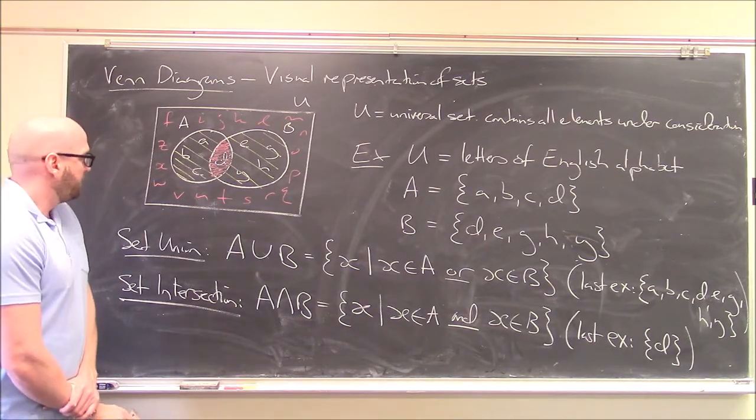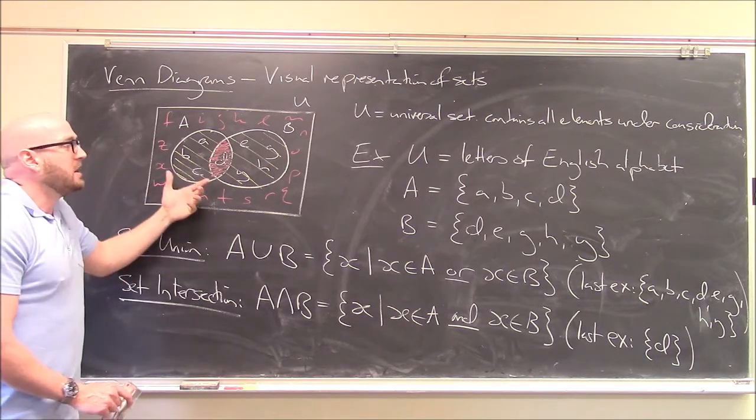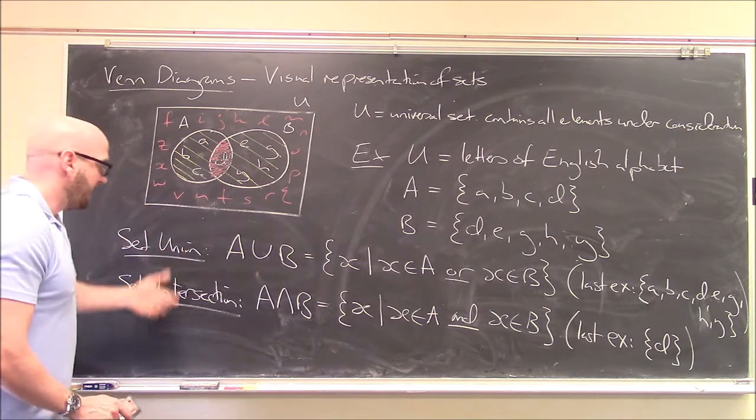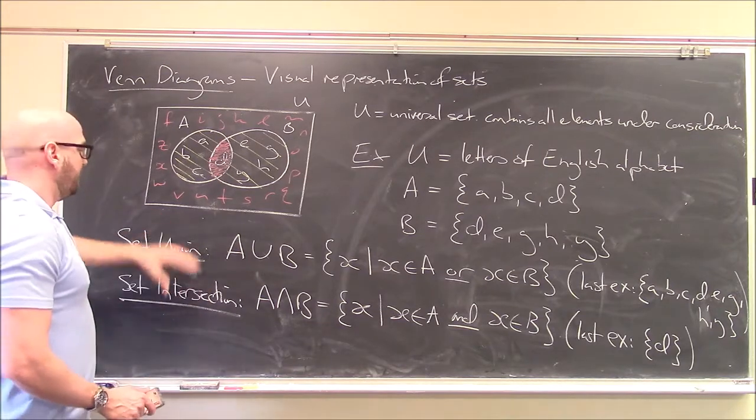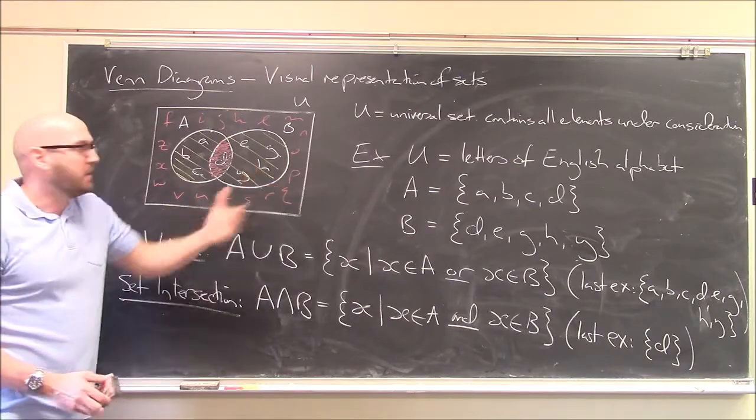Venn diagrams are really nice to have, and this is really how you should be thinking about sets in general. When you think about set unions and set intersections, the intersection is just the overlap region between your two sets, if you think of them in a Venn diagram sense.